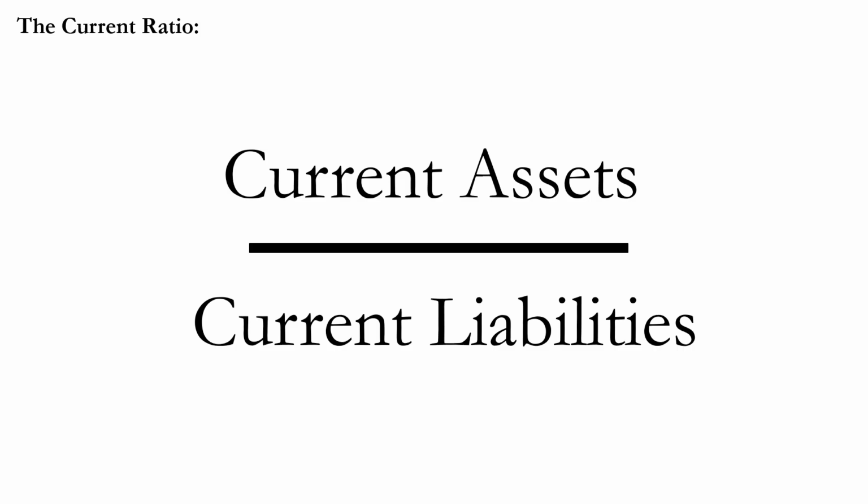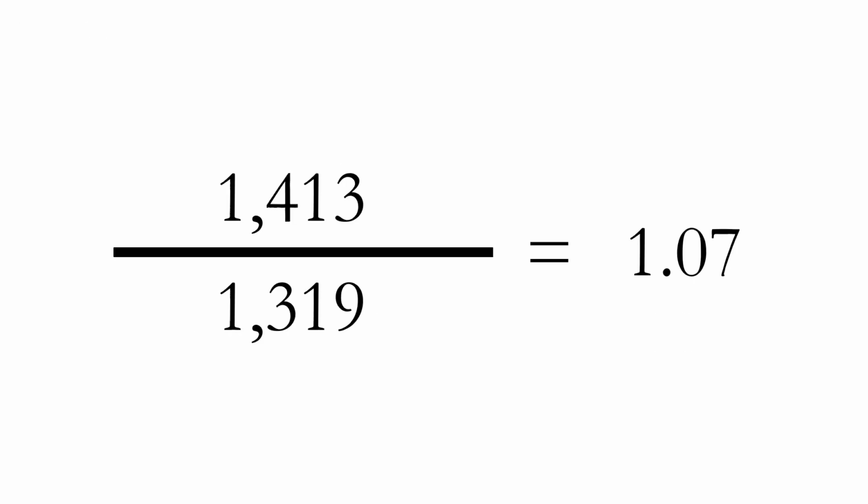The current ratio is current assets over current liabilities. Or as we just learned, very simply, money coming in or being held, perhaps in the form of inventory, over money owed. Time for an example. Let's say a company holds $1,413 in current assets and $1,319 in current liabilities. What would be their current ratio? About 1.07. So how do we interpret this? Essentially, it means for every dollar of current liabilities, we hold $1.07 of assets. In other words, we should be able to meet our short-term payment obligations.